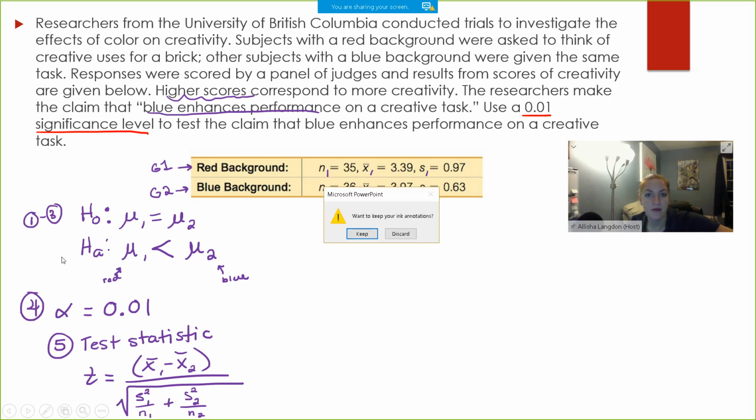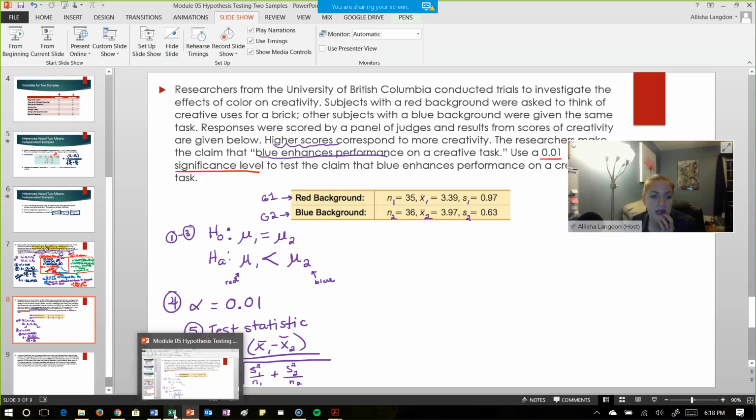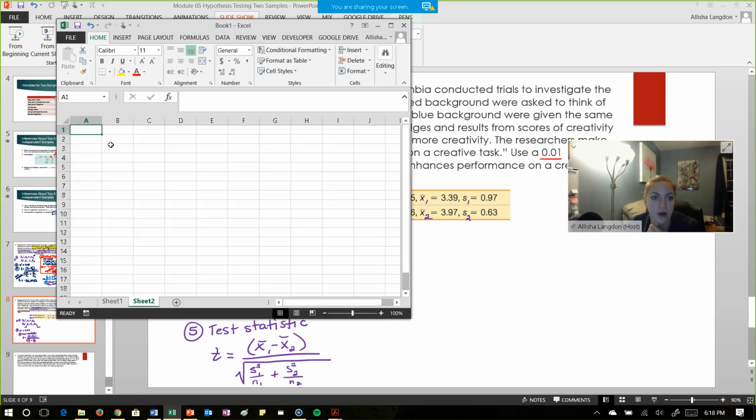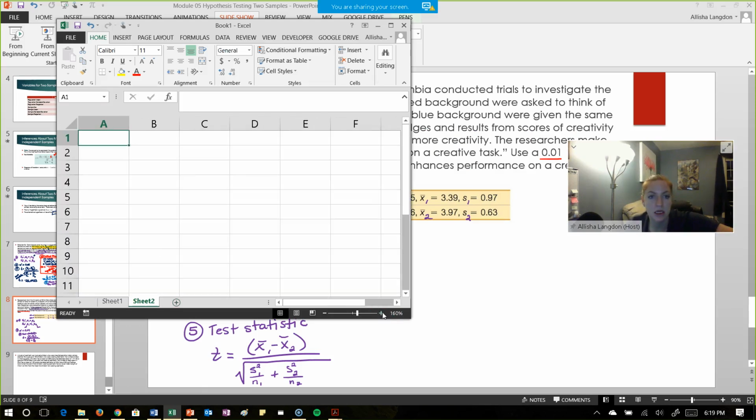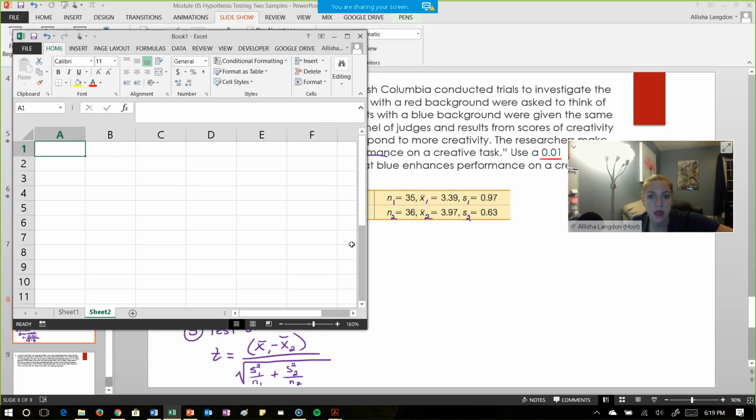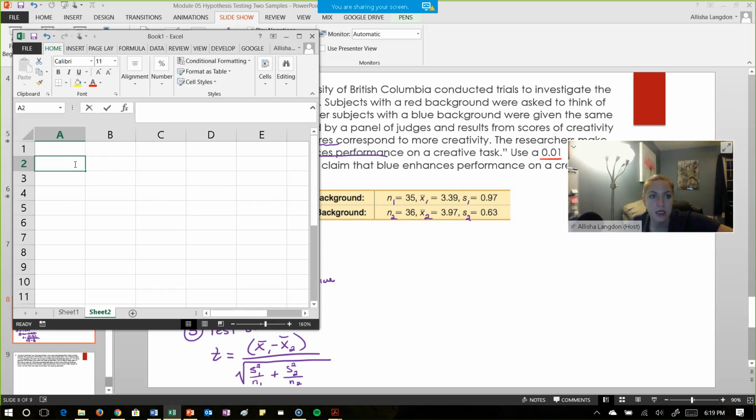Now we're going to go ahead and fly on over to our wonderful Excel document. I'm just going to grab a new sheet so that I can do the work over here. We're going to do the same thing where we put in our information for our groups. This one I'm going to make my red background. n1 is going to give me 35. x bar 1 is going to give me 3.39. s1 is 0.97. Let me label them appropriately so I know what I'm grabbing.